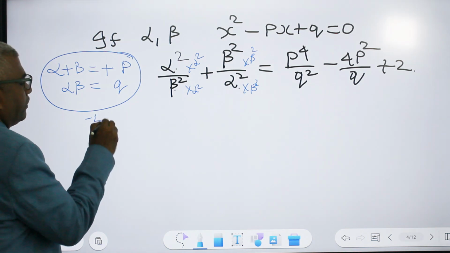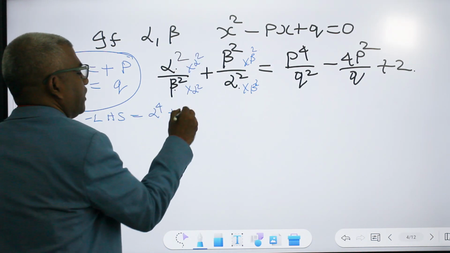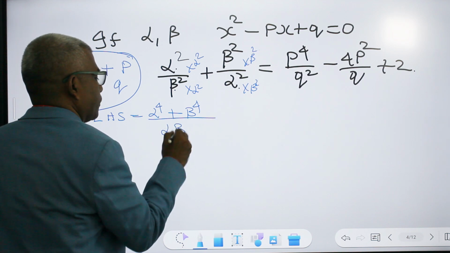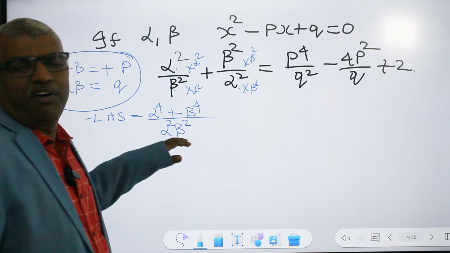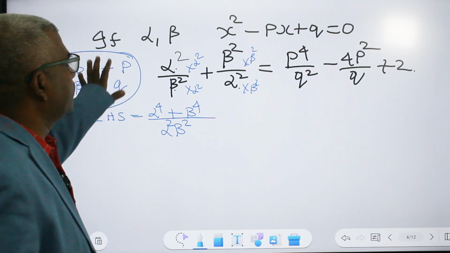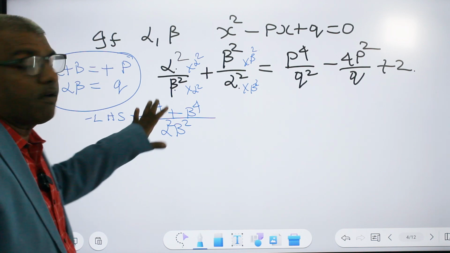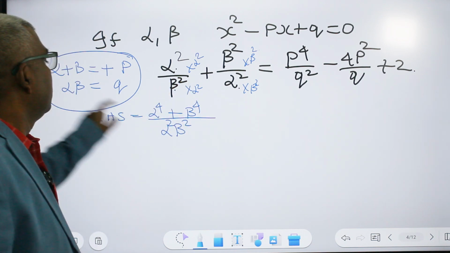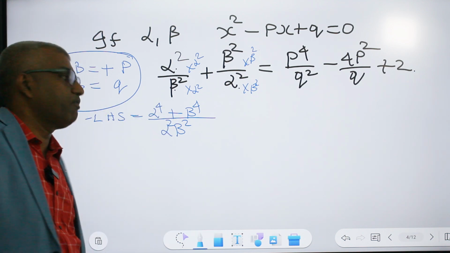Left hand side is equal to (alpha power 4 plus beta power 4) divided by alpha squared beta squared. Alpha beta whole squared, we know how to do it because alpha beta is q, but alpha power 4 plus beta power 4 we don't know. We have to transform this only in the form of alpha plus beta and alpha beta.